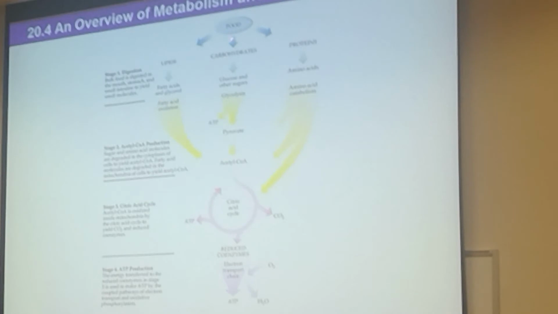So the larger molecules are going to become small molecules, like the lipid is going to be fatty acid and glycerol. Carbohydrate is going to be glucose and the other sugars, and protein is going to be the amino acids. So that is our stage 1. Stage 2 we call the acetyl-CoA production. That is our stage 2.